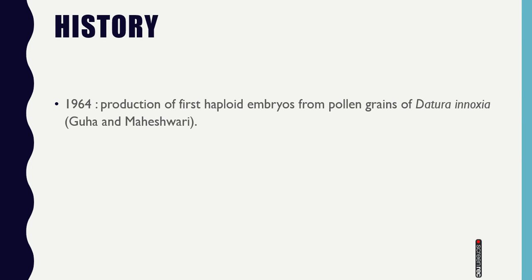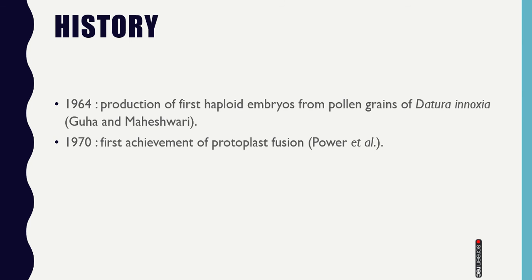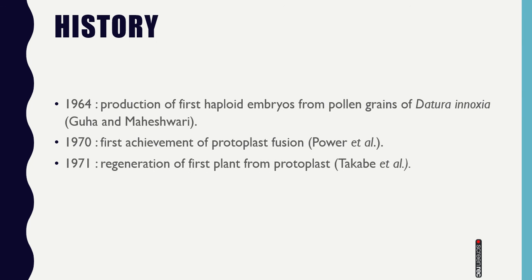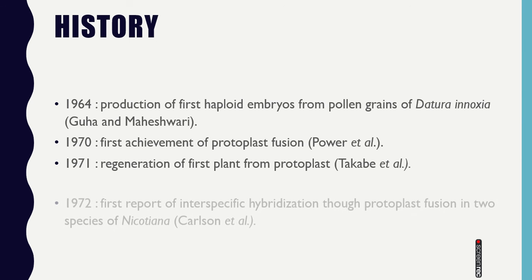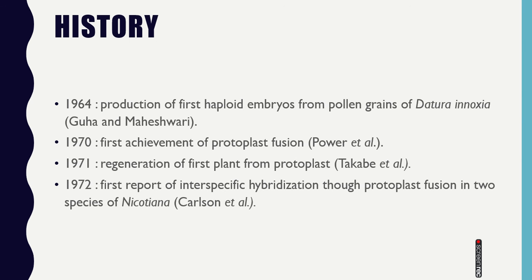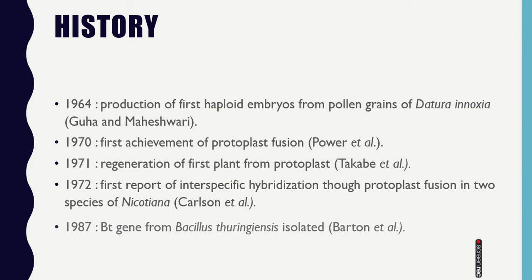In 1964, production of the first haploid embryos from pollen grains of Datura innoxia by Guha and Maheshwari. In 1970, first achievement of protoplast fusion by Power. In 1971, regeneration of the first plant from protoplast by Takebe. In 1972, first report of interspecific hybridization through protoplast fusion in two species of Nicotiana by Carlson.